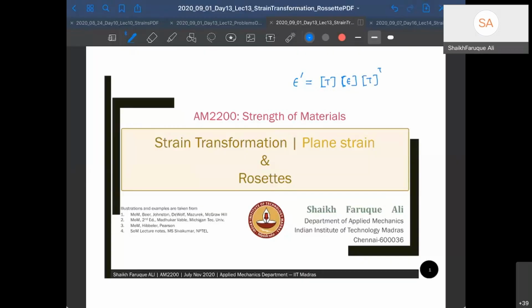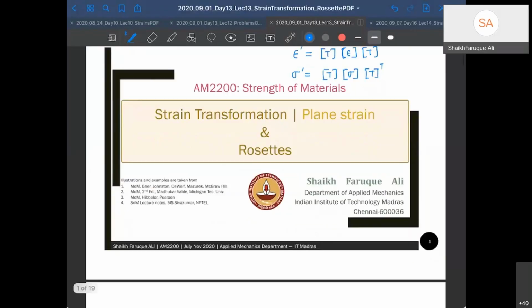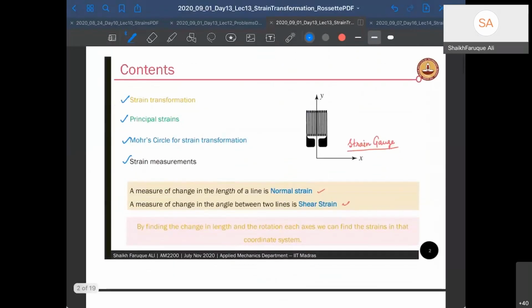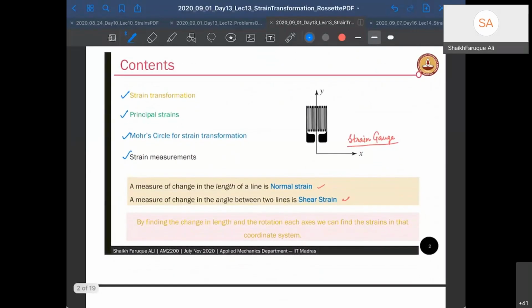So the same thing that we did for stress. For stress also we did the same thing. So mathematically speaking, they remain the same, but we need to understand how we develop these equations and how to get into it.